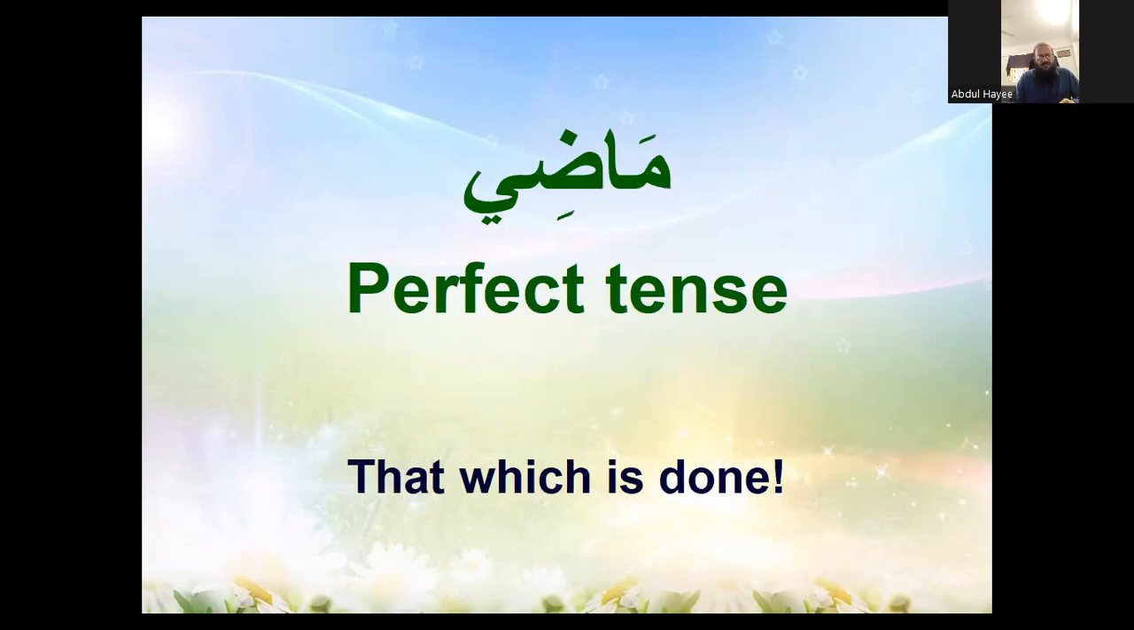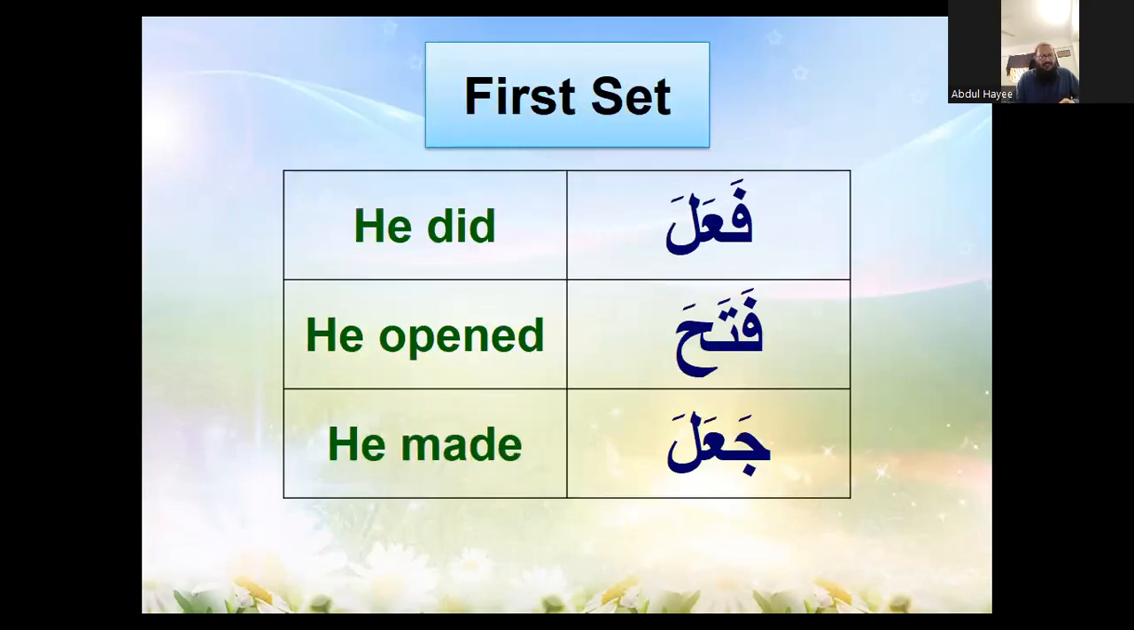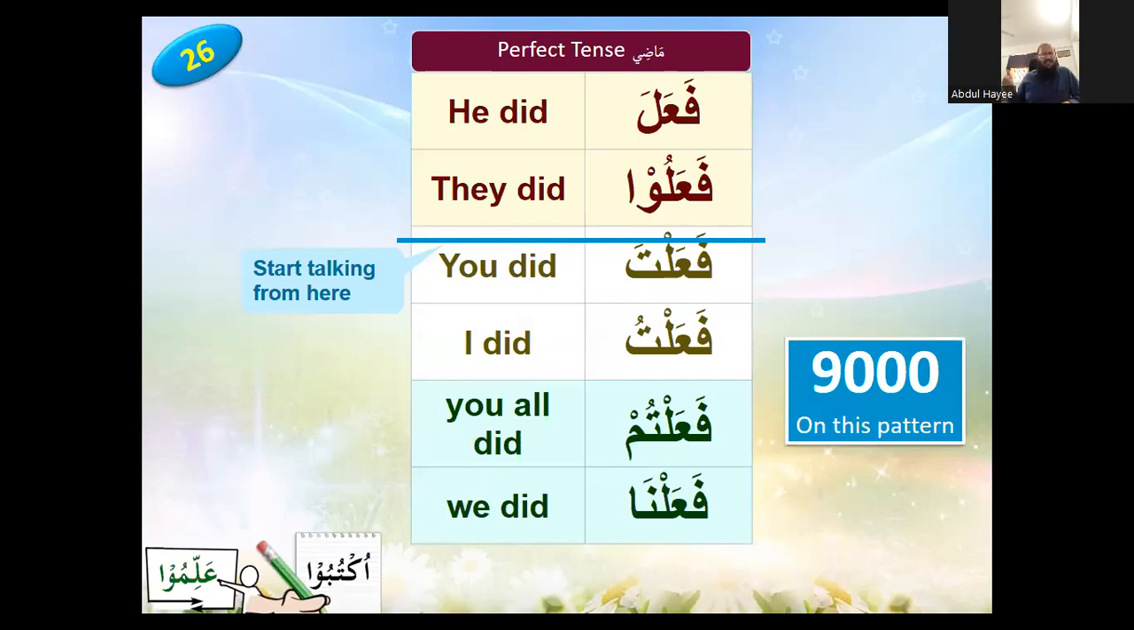We have studied madi. In madi, we saw the first table: fa'ala, he did; fataha, he opened; ja'ala, he made. We will have one example from them. Fa'ala, he did. Fa'alu, they did. Fa'alta, you did. Fa'altu, I did. Fa'altum, you all did. Fa'alna, we did. Who will repeat this table for me, please?